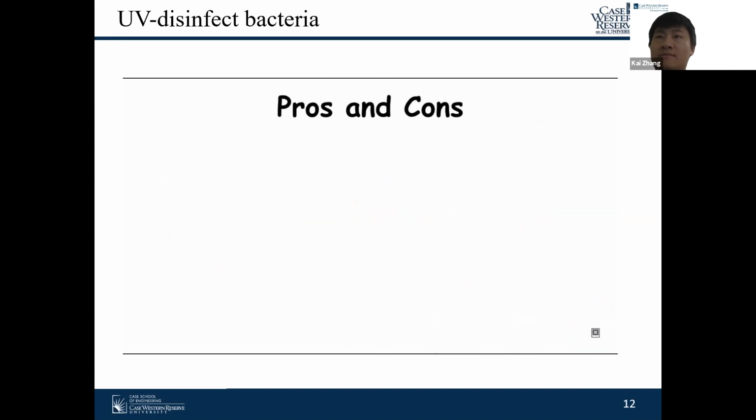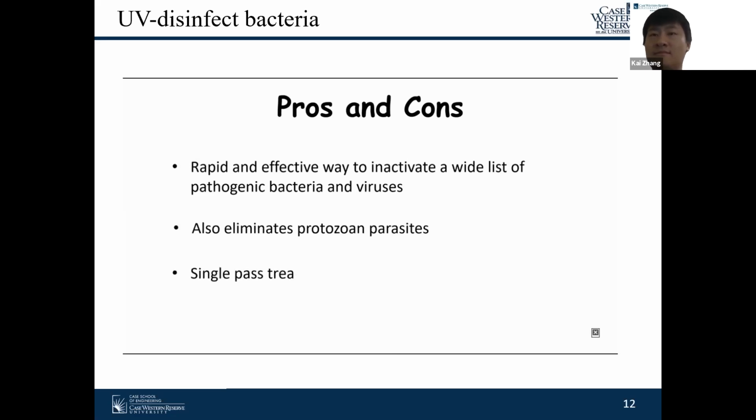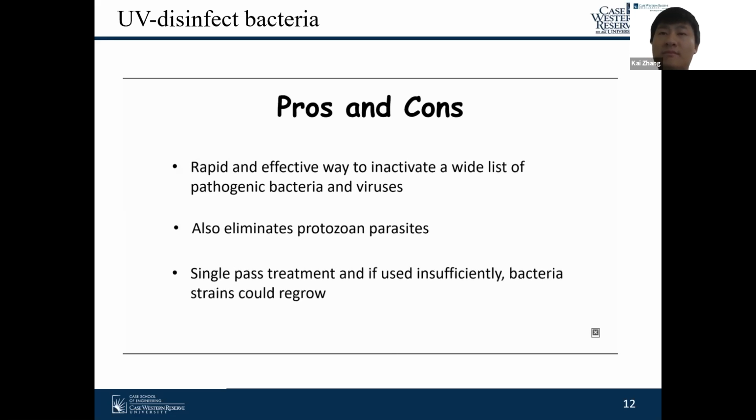It has been proven that UV light treatment is a rapid and effective way to inactivate a wide list of pathogenic bacteria and viruses. Unlike chemical disinfection like chlorine dousing, UV light also eliminates protozoan parasites, which cause, for example, malaria. However, UV disinfection is usually a single-pass treatment, and if used insufficiently, bacteria strains could regrow during transportation from treatment facilities to private households.